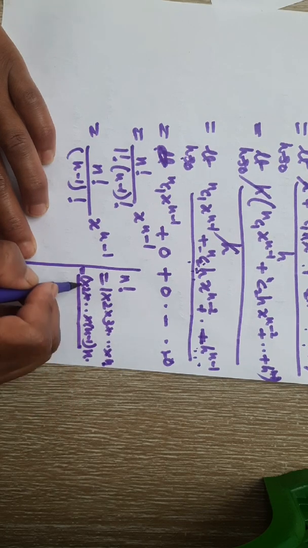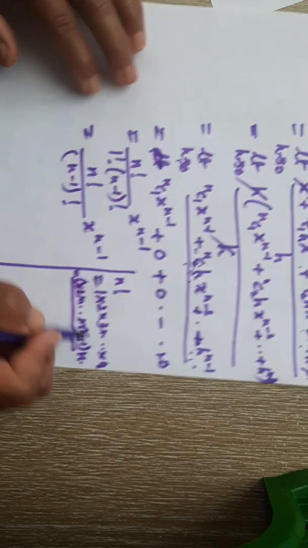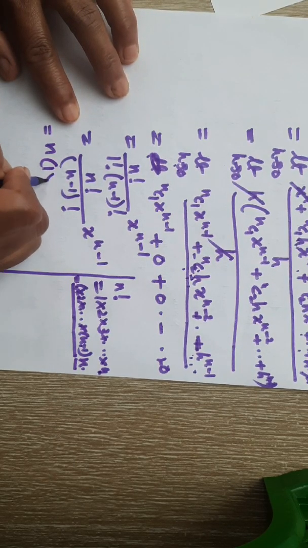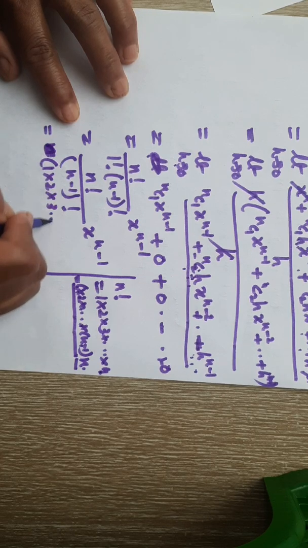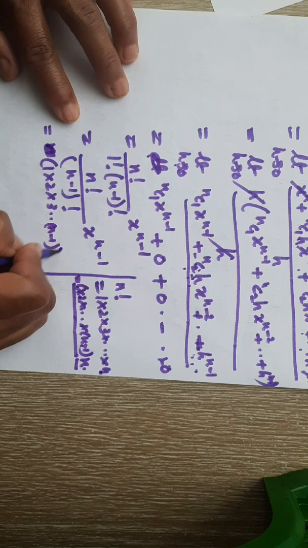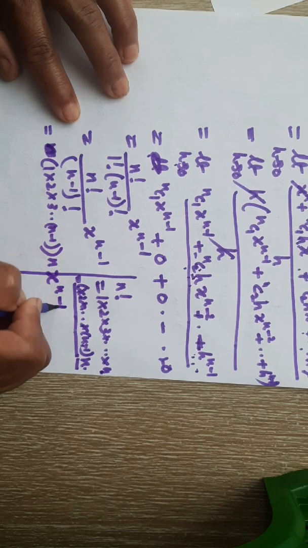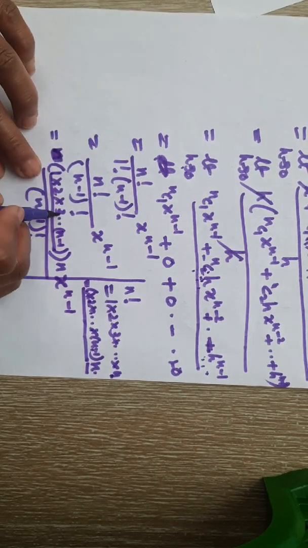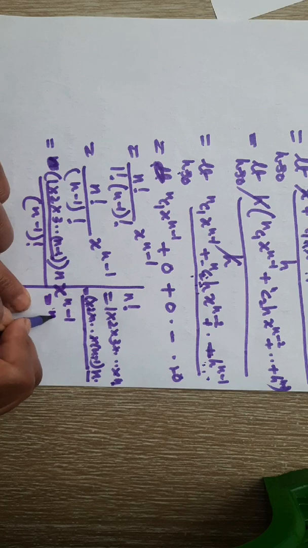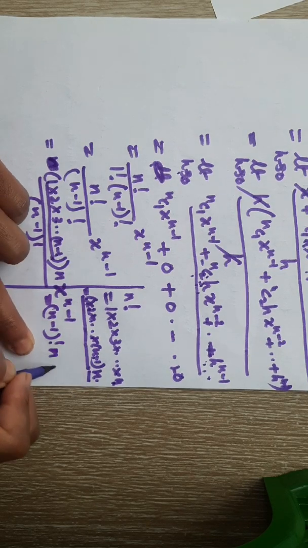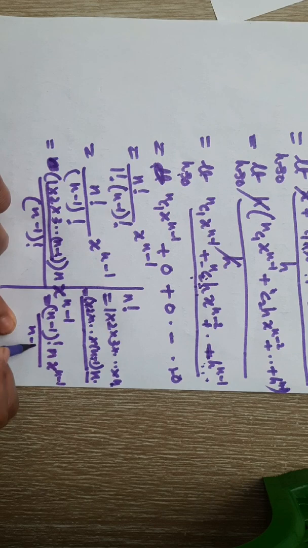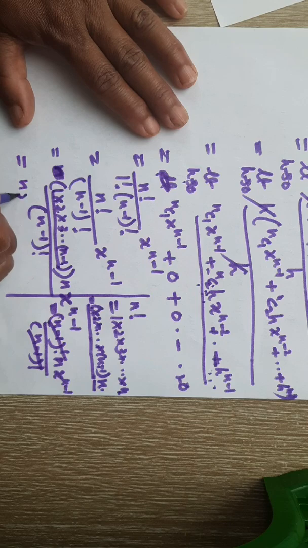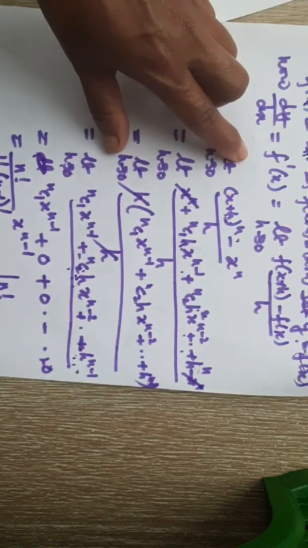Now if you take the product of 1, 2, 3 up to n minus 1, keep this n outside. So it will be n into 1 into 2 into 3 up to (n-1), into x^(n-1), divided by (n-1) factorial. Now 1, 2, 3 up to n minus 1 is the same thing as (n-1) factorial, then n x^(n-1) by (n-1) factorial. This and this can be cancelled. So it gives you n x^(n-1), which is the derivative of x^n.